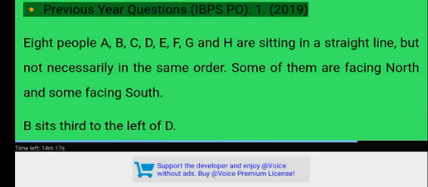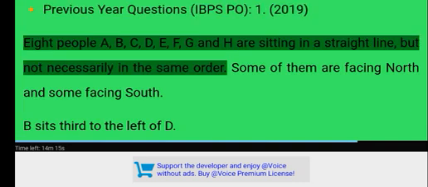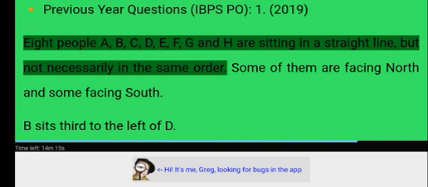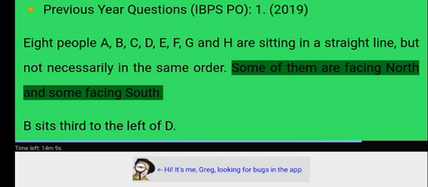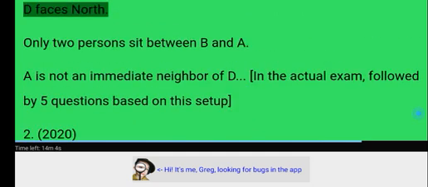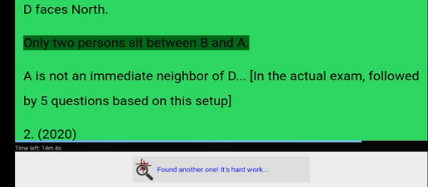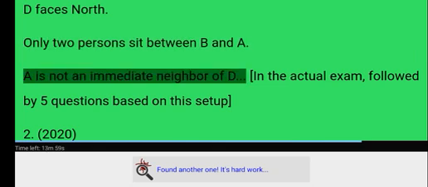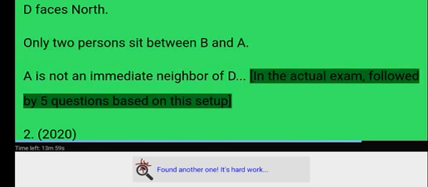Small diamond: previous year questions. IBPS PO. 1. 2019. 8 people A, B, C, D, E, F, G and H are sitting in a straight line, but not necessarily in the same order. Some of them are facing north and some facing south. B sits third to the left of D. D faces north. Only 2 persons sit between B and A. A is not an immediate neighbor of D. In the actual exam, this was followed by 5 questions based on this setup.